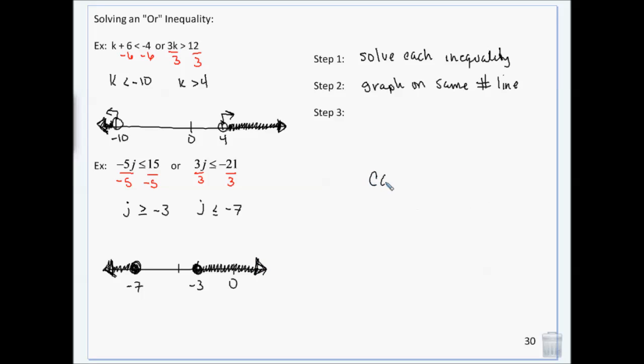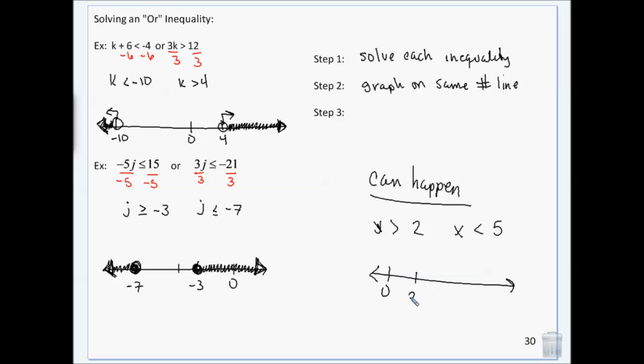Now what can happen is you could get something like j, or let's not use j, let's use x. X is greater than 2, x is less than 5. Greater than 2, less than 5. So greater than 2 is all this direction. Less than 5 is all this direction. And you graph the whole number line. So when that happens, it's all real numbers.